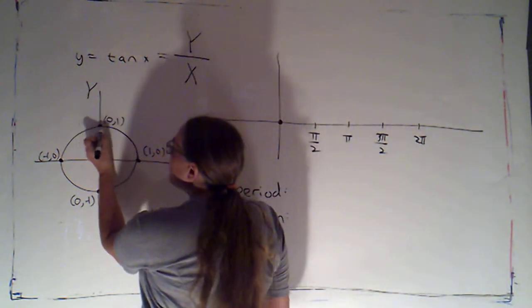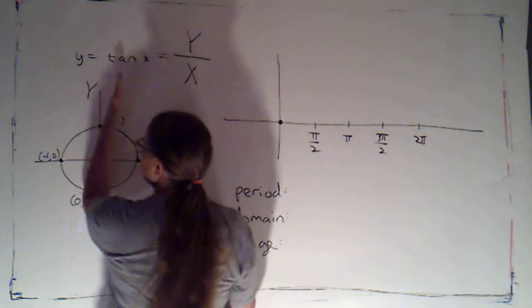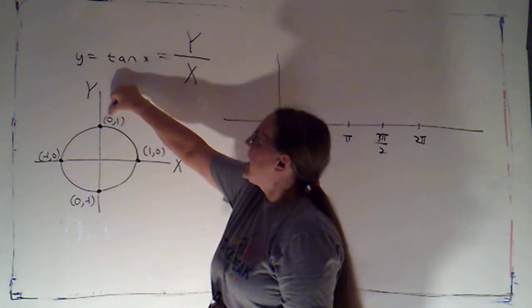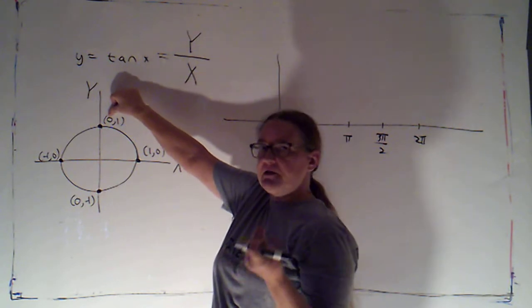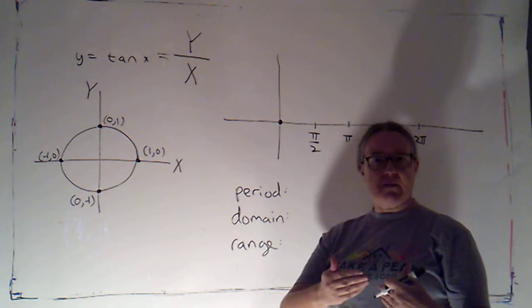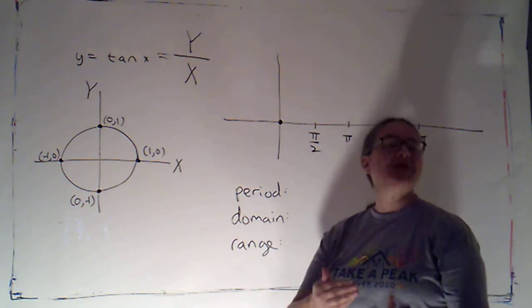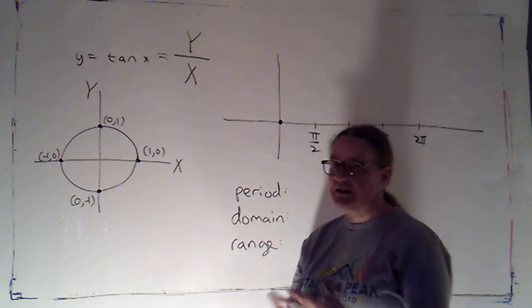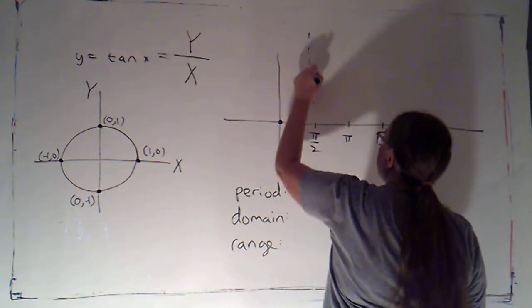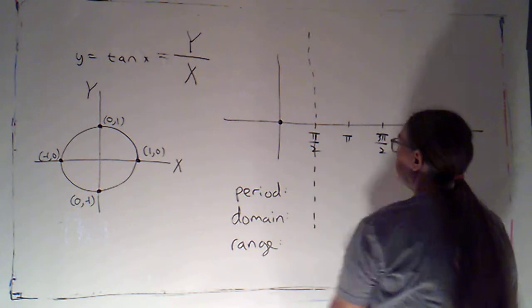If I'm close to pi over 2, my capital Y value will be close to 1, and my capital X value will be close to 0. So I'm going to be getting something close to 1 divided by something small, and that same principle does kick in. When you divide by something small, you get something big. So at pi over 2, I will have a vertical asymptote.